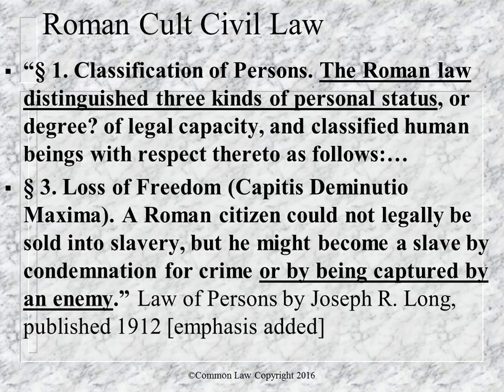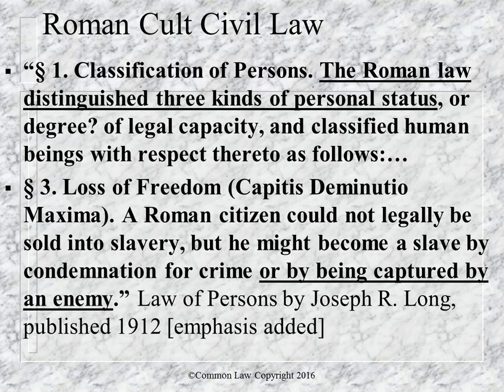Classification of persons. The Roman law distinguished three kinds of personal status or degree of legal capacity and classified human beings with respect thereto as follows. And we don't talk about that here, but I wanted to point out that this Law of Persons, written by Joseph R. Long, is talking about Roman law. Okay, the Law of Persons is Roman law.